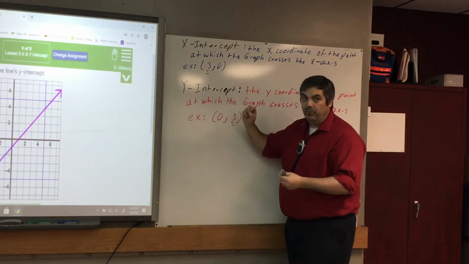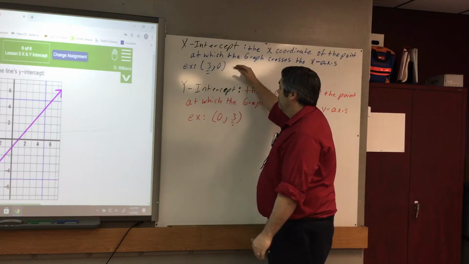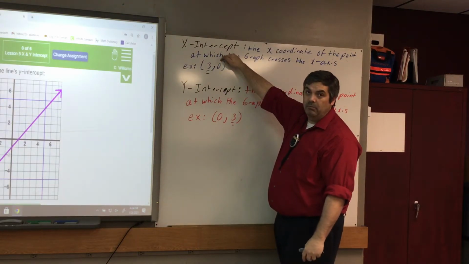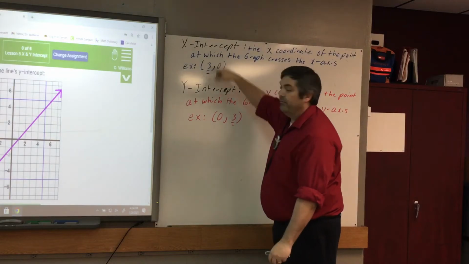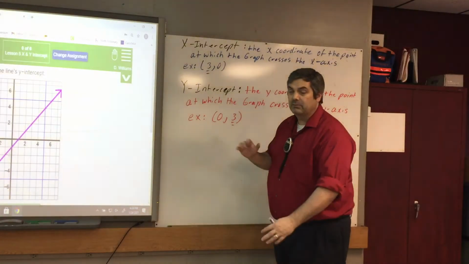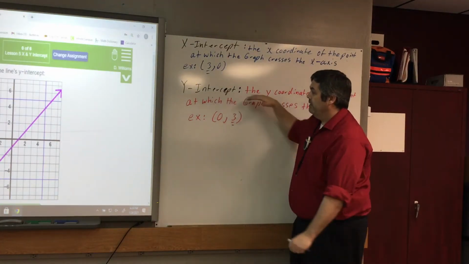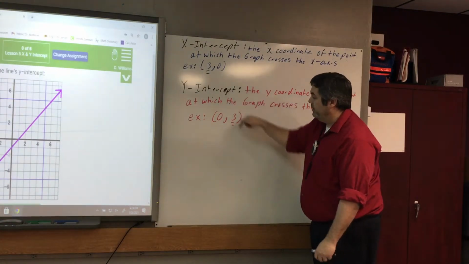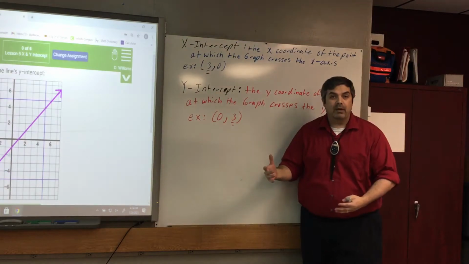This is really important that you understand. On your x-intercept, the y should be 0, and then whatever number it is where it crosses on your x, that's what you should have there. Now, on your y-intercept, the x will be 0, and then you'll have whatever number it is where it crosses through on that y-axis.